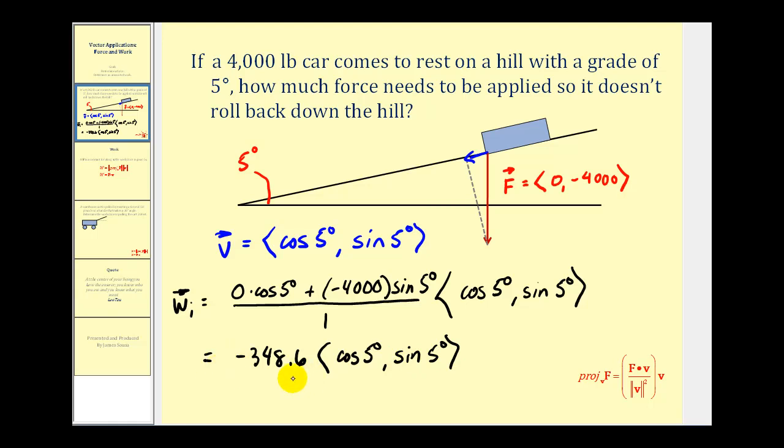Well, the magnitude of this projection will give us the amount of force needed to prevent this car from rolling back down the hill. So here we have a scalar times a unit vector, so the magnitude of our projection is going to equal positive 348.6, and this would be pounds. This would be the amount of force needed to keep this car from rolling backwards down a hill with a grade of 5 degrees. Now let's talk about work.